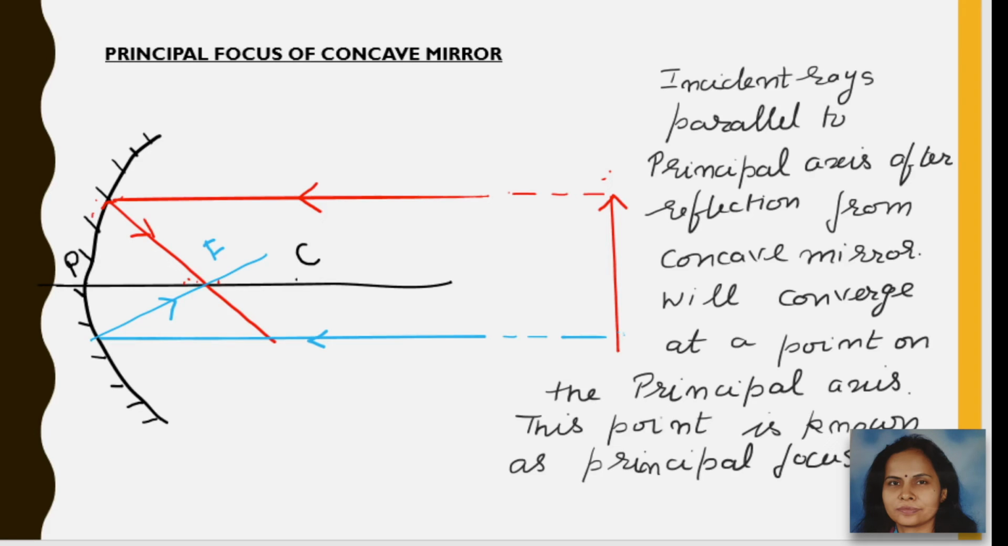So the definition for the principal focus of concave mirror is: incident rays which are parallel to the principal axis, after reflection from the concave mirror, will converge at a point on the principal axis, and this point is known as the principal focus. So this is how we can define the principal focus of concave mirror.